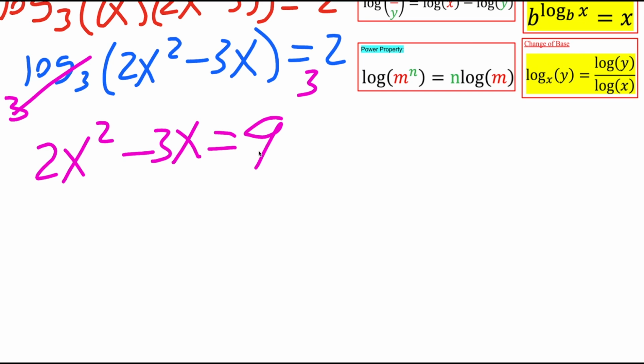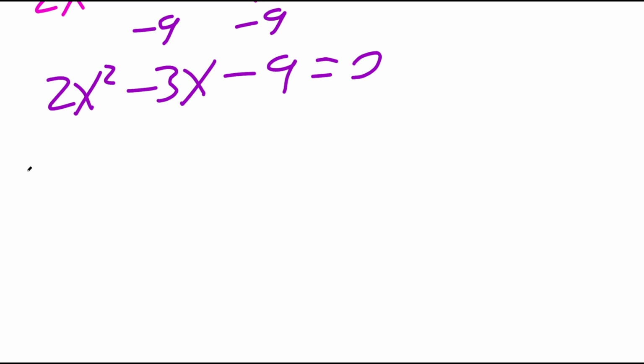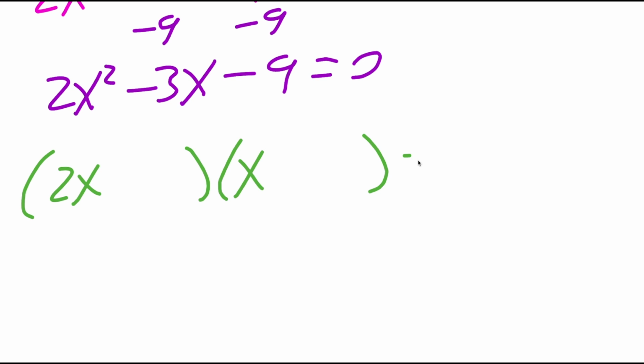We want to get rid of this positive 9 to make it 0, so we can subtract 9 on both sides. So we get 2x squared minus 3x minus 9 is equal to 0. And now we're going to do the whole factoring business. So we'll put (2x)(x) equal to 0. We want numbers that multiply to give us negative 9 and add to give us negative 3.